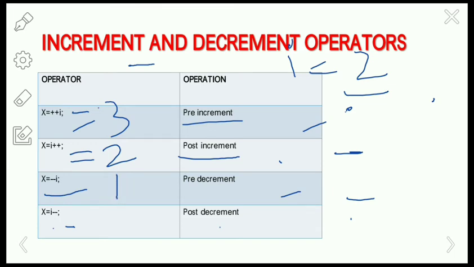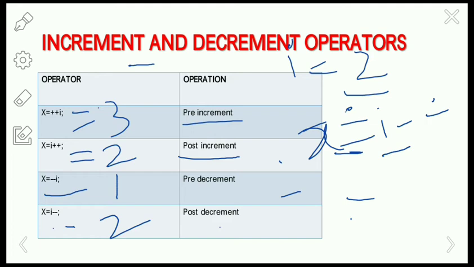And for the post-decrement operation, given that x equals I--, that means we first assign the I value to x and then decrement it. So first assign the I value, that is 2, to x. So the answer will be 2. So these are the different values after applying the pre-increment, post-increment, pre-decrement and post-decrement operations.